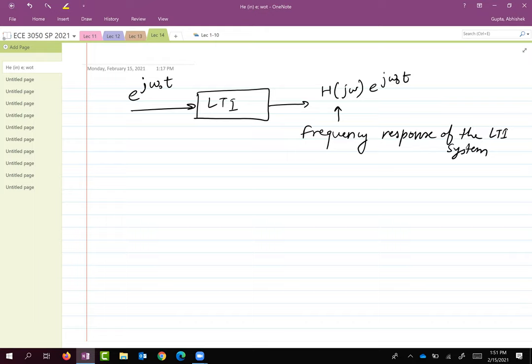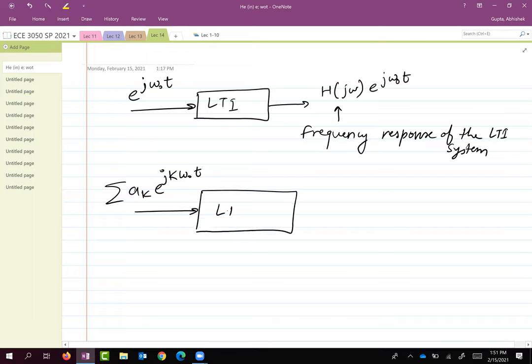Okay, and we'll just consider continuous time systems today, and then we'll talk about discrete time systems in the next class. Now, suppose I have a summation of a_k e raised to jk omega naught t. I pass it through the LTI system. I'm going to get summation of a_k H of jk omega naught e raised to jk omega naught t.